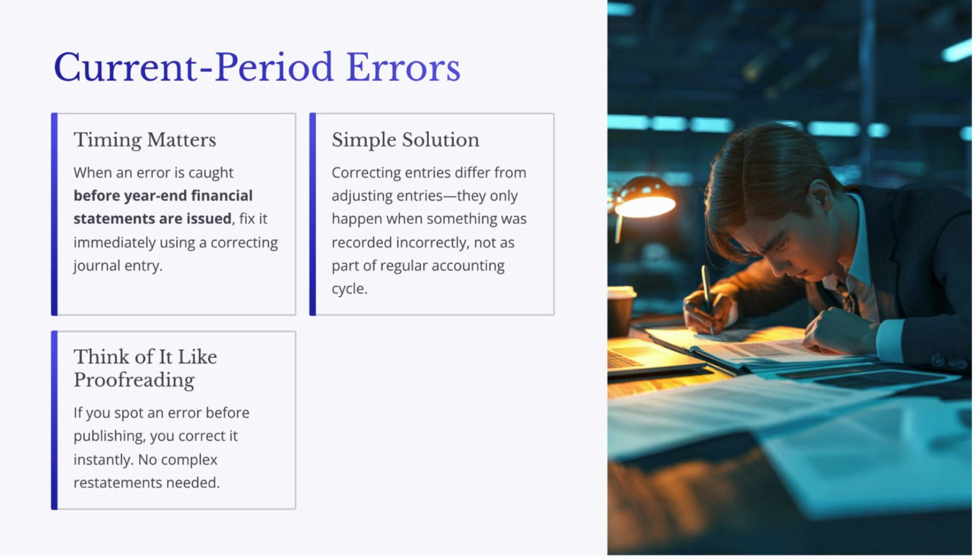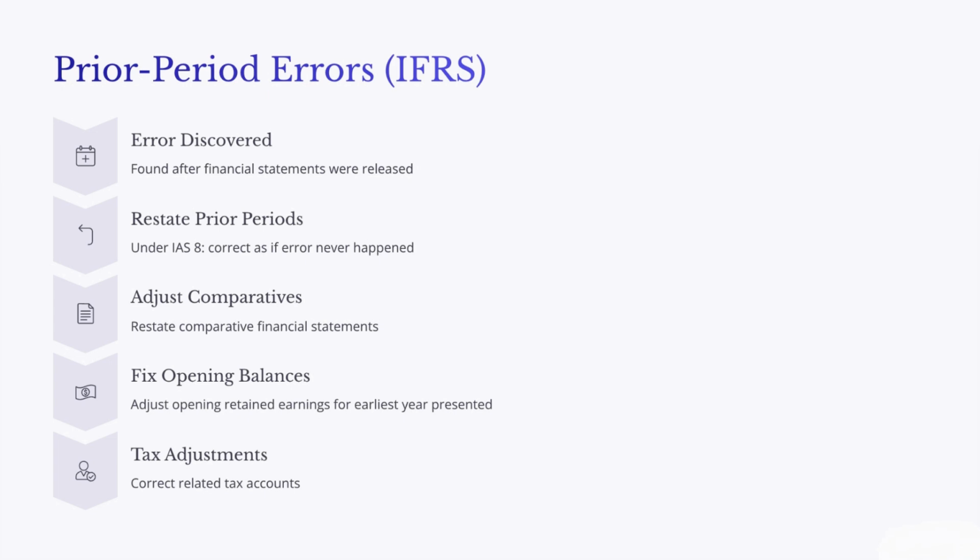Let's unpack that next. If an error is found after the financial statements were already released, now we call it a prior period error. Under IFRS IAS 8, the rule is straightforward. Restate prior periods as if the error never happened. This usually involves restating the comparative financial statements, adjusting opening retained earnings for the earliest year presented, adjusting related tax accounts. So instead of fixing the current numbers only, we go back and correct history.